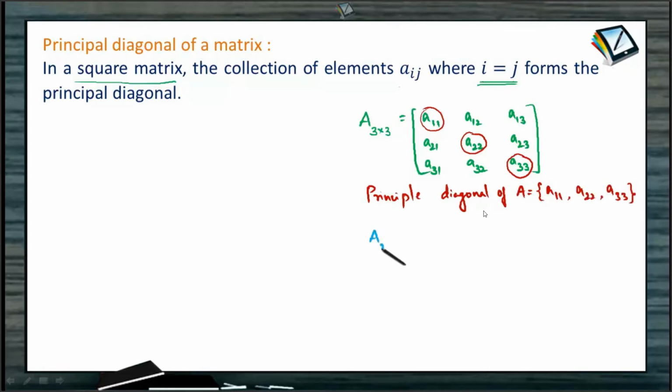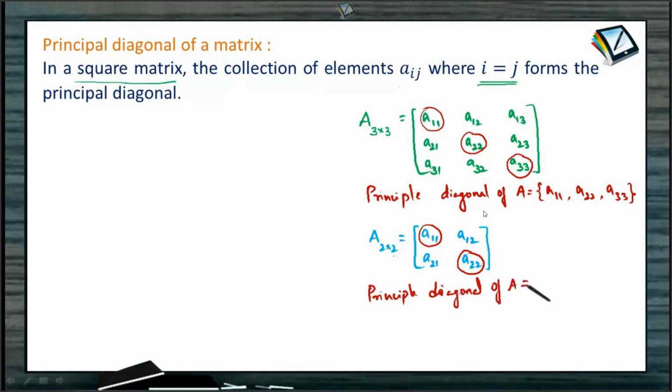If we consider a 2 by 2 matrix, how will the entries be? Yes, there will be 2 rows and 2 columns. Therefore, this is a square matrix having A11, A12, second row first column A21, and second row second column A22. So what are the entries where the row number and the column number are equal? Yes, A11 and A22, that is the diagonal of the 2 by 2 square matrix. So the principal diagonal of A in this case would consist of A11 and A22.